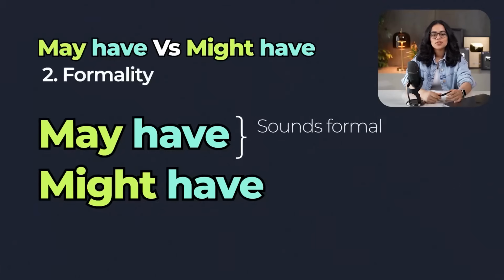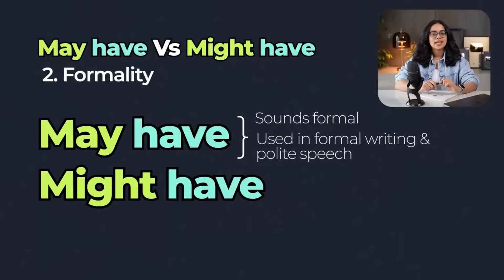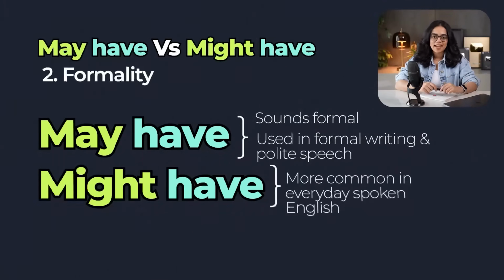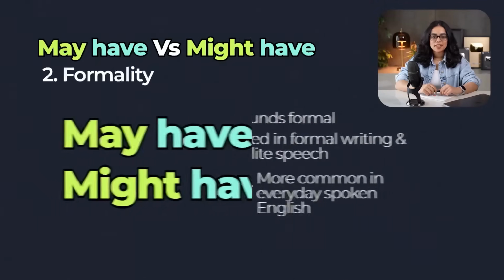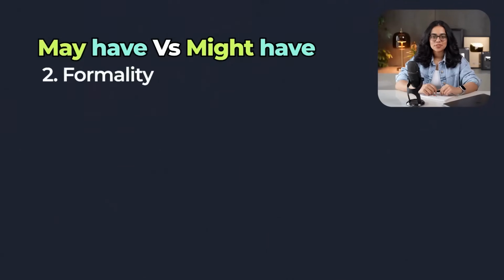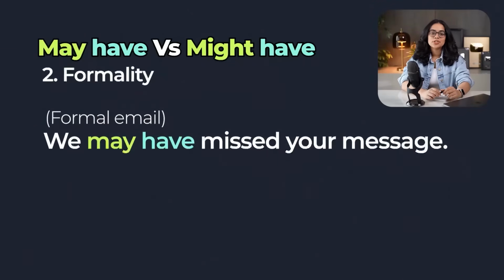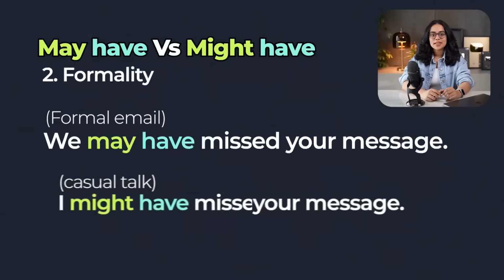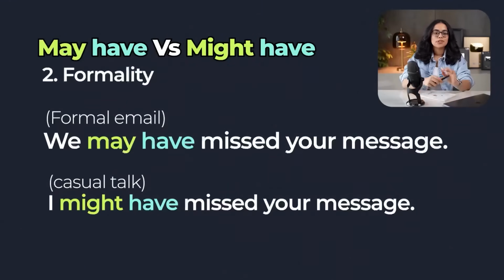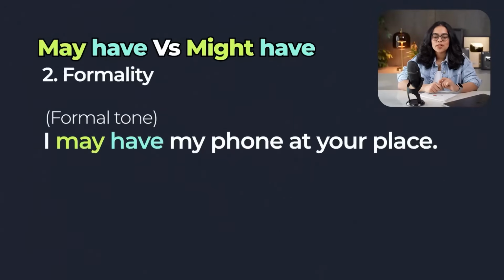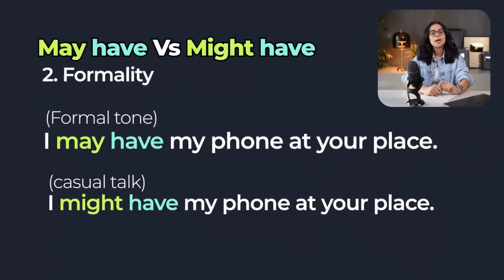May have is often used in formal writing or polite speech, whereas might have is more common in everyday spoken English. For example, in a formal email, you may say, "We may have missed your message." Or in a casual talk, you might say, "I might have missed your message." "I may have left my phone at your place." "I might have left my phone at your place." Right? So in casual talk, we generally use might have, whereas in formal writing, we use may have.